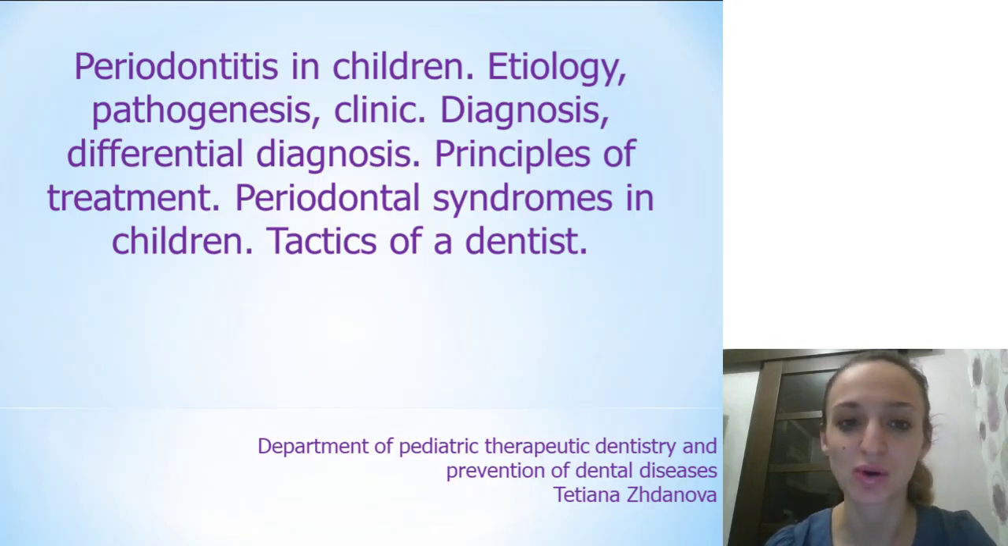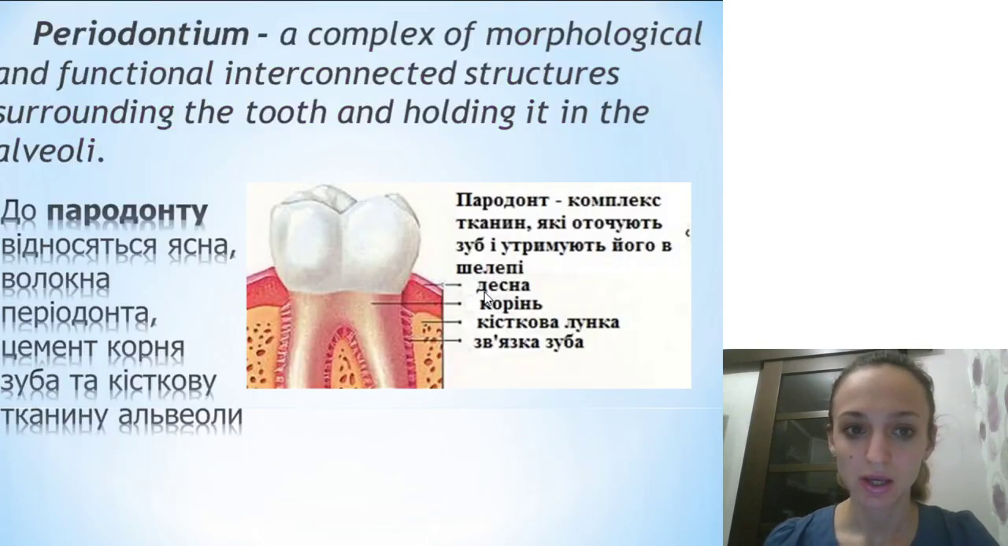And the topic of our lecture is periodontitis in children: etiology, pathogenesis, and clinic, diagnosis, and different periodontal syndromes in children. Periodontium is a complex of morphological and functional interconnected structures surrounding the tooth and holding it in the alveoli.